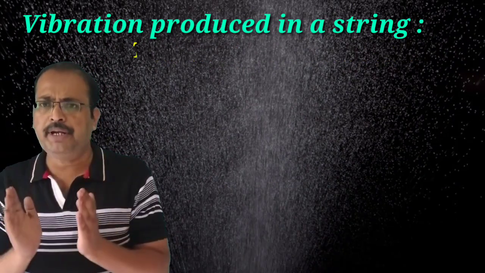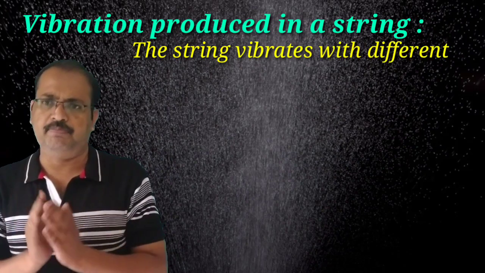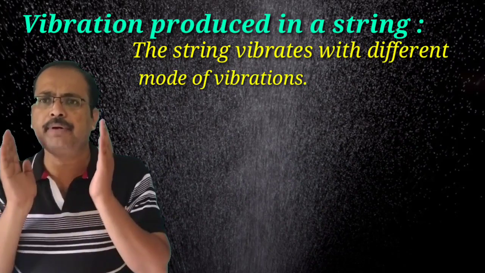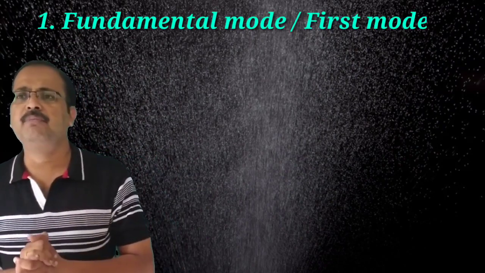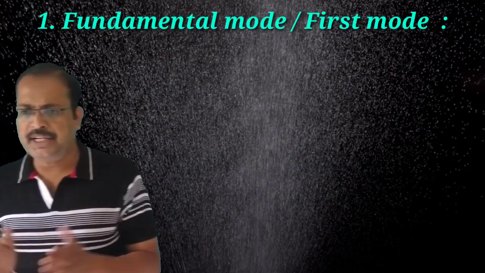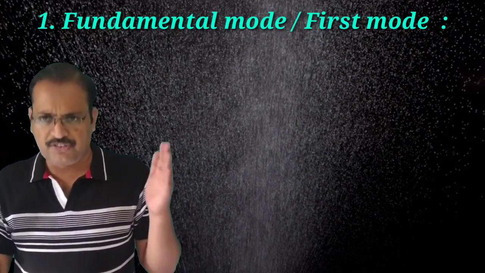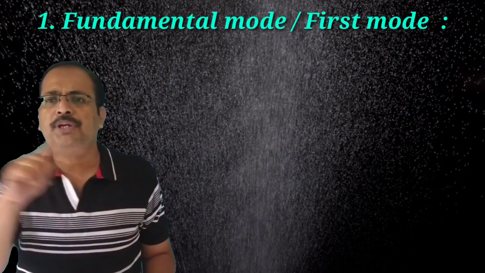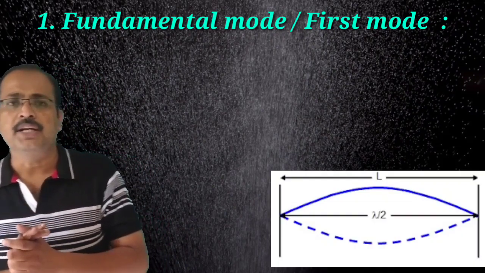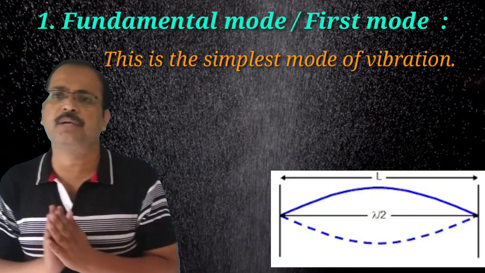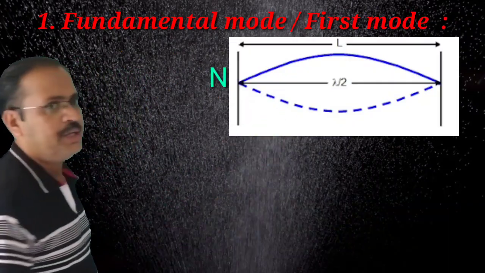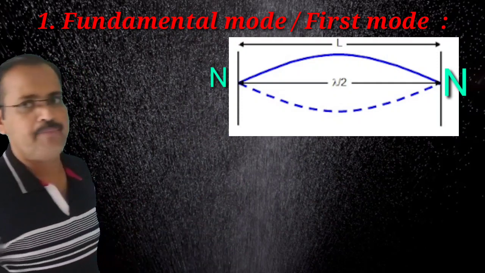The string vibrates with different modes of vibration, as shown in the figure. First of all, the fundamental mode or first mode. If the string is plucked at the center, one loop is formed. This is the simplest mode of vibration produced in a string. Two nodes are formed at the closed ends and one antinode in between them.